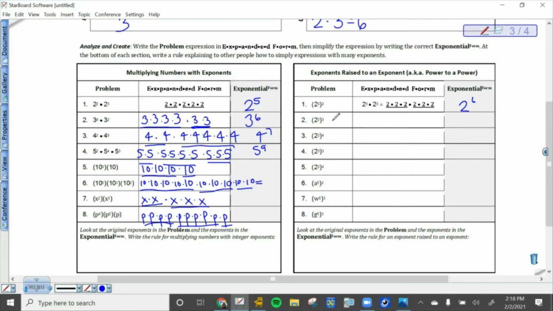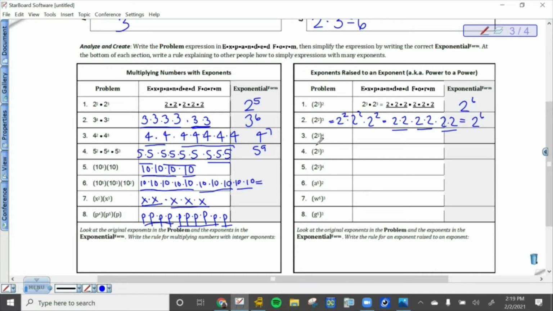Now let's do the next one. We've got 2 squared cubed. So I'm going to take 2 squared and multiply it by itself 3 times, which is like saying 2 times 2 times 2 times 2 times 2 times 2. What does that equal? What's that going to be in exponential form? How many 2's are there? 6. So yeah, again, 2 to the 6th. Is that clear? Questions? Okay.